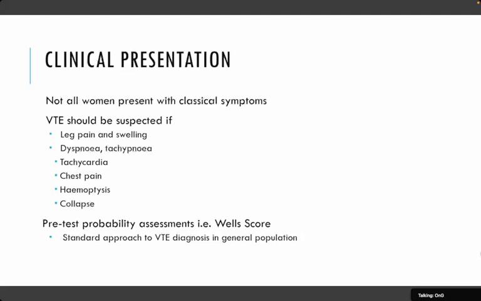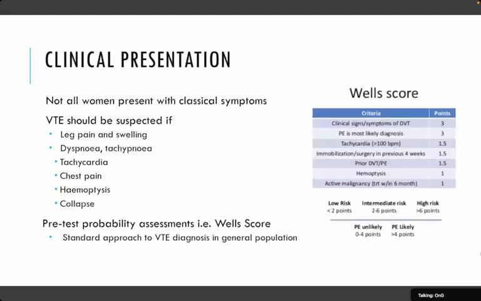So signs and symptoms will vary depending on the site and degree of venous occlusion. A VTE should be suspected if a patient presents with leg pain and swelling, dyspnea, tachypnea, tachycardia, chest pain, hemoptysis, or collapse. And as we said, clinical diagnosis is difficult without testing and is confirmed in only 10% of cases. Certain assessment scores that are used outside of pregnancy, such as the Wells score, are unfortunately not used in pregnancy as they're not validated.